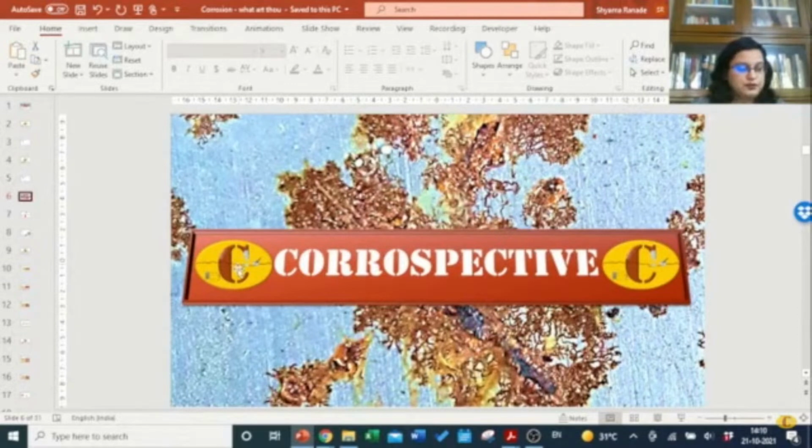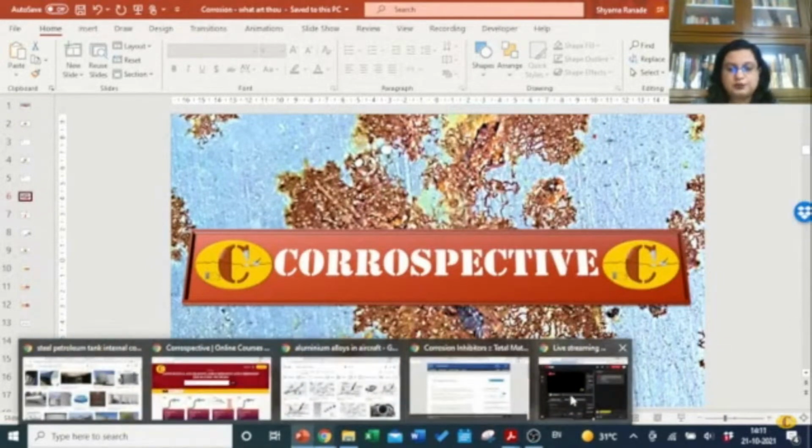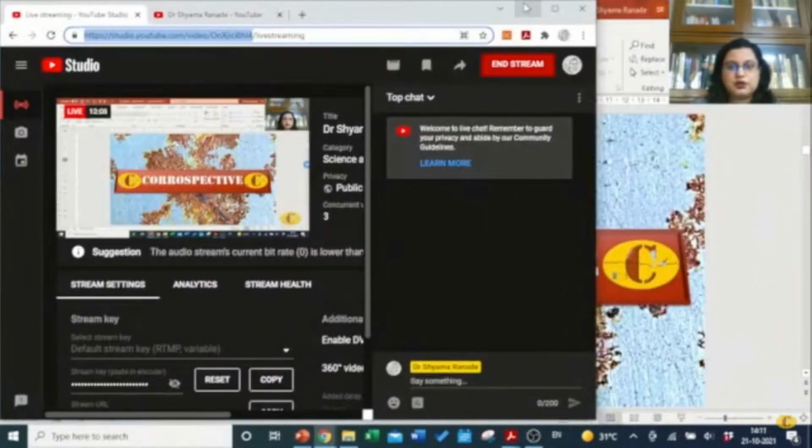And my logo over here is visible. As you can see my logo, you can see there is a C which stands for Corrospective. Then there is a small cathodic protection given over here, and then there is some kind of a coating that's given over here, and you have small chemicals that go on indicating the corrosion inhibitor. So, that's how the corrosion really works.